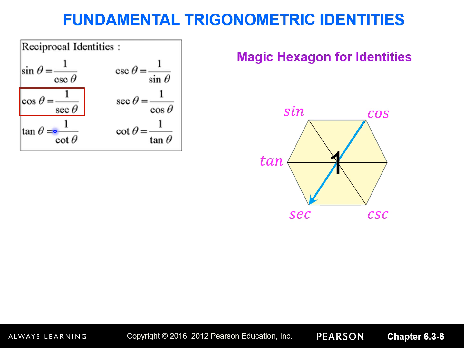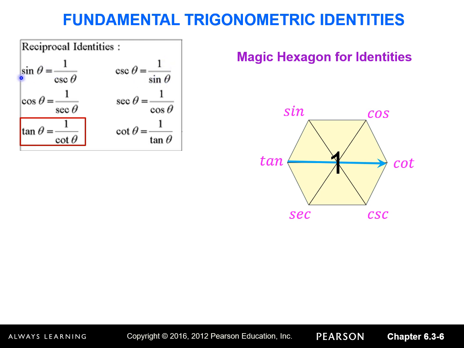And then for the third, we have tangent is equal to 1 over cotangent. So tangent theta is equal to 1 over cotangent theta. That is the third reciprocal identity, and the arrow is straight. So that's why 1 divided by cotangent is tangent theta. Now for these three remaining reciprocal identities, these are derived from the first three. Since sine and cosecant are reciprocal, cosecant is equal to 1 over sine.